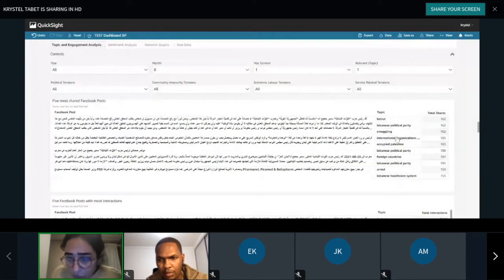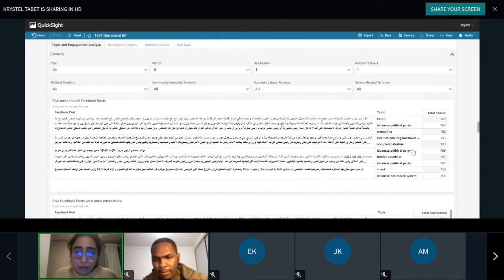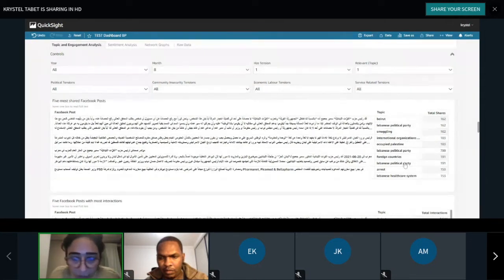The second most shared post is about international organizations, Occupied Palestine, and the Lebanese political party, which in this case was the political party of Amal, the Speaker of Parliament in Lebanon. The third is about the Lebanese political party of Samir Geagea. The fourth is about foreign countries and a Lebanese political party, the same political party that we just talked about. And the last one, the most shared, is about arrest and the Lebanese healthcare system.